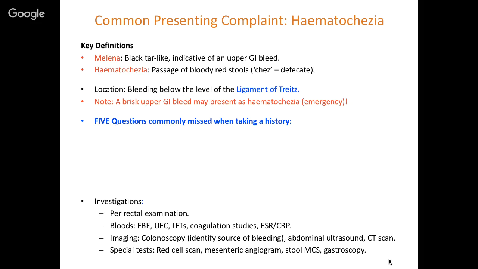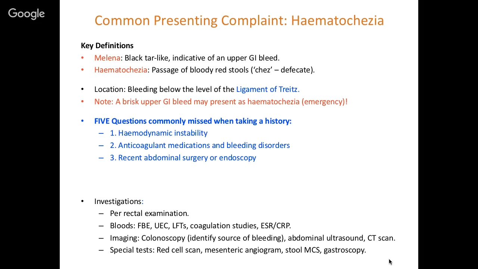Anyone remember? Okay, hemodynamic instability, remember we talked about this? Assessing the severity of the bleeding just from asking the question: have you fainted? Did you get lightheaded? Asking if they're on any anticoagulant medications or have any bleeding disorders. These are really, really important. They're not going to cause bleeding itself, but they can exacerbate an existing cause. Have you had recent abdominal surgery or endoscopy? A simple question, but it can really give you the answer.